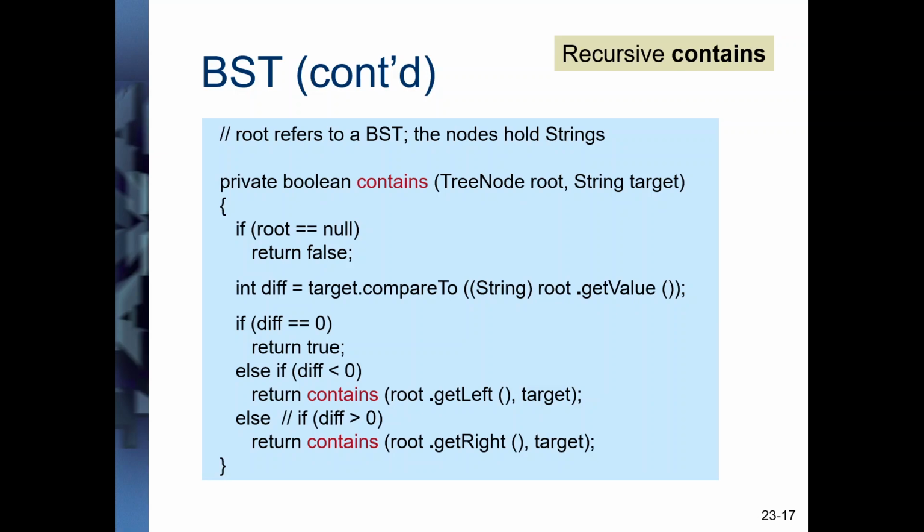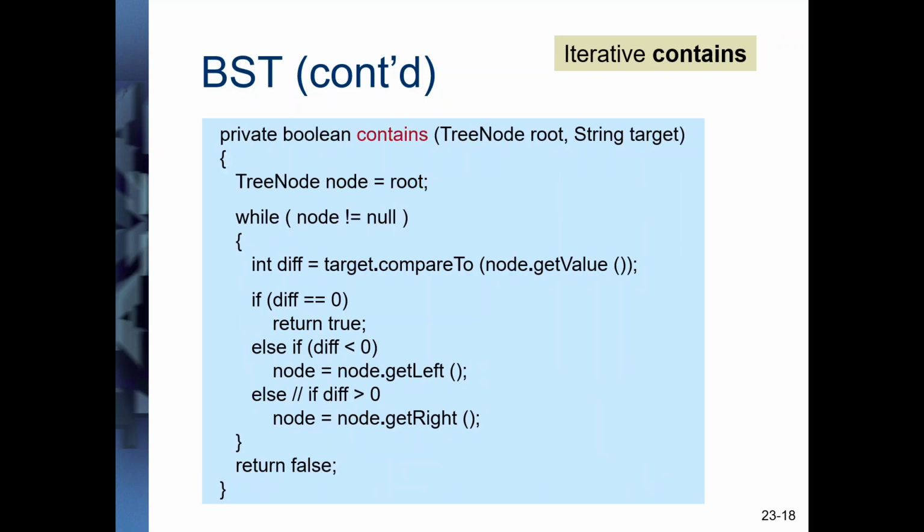Otherwise, you look to go left if you're looking for something that is less than, or you go right if you're looking for something that is greater than. And again, you'll eventually reach a leaf, and you go left or right, and it'll be null, and you'll find that it doesn't exist in your binary search tree. Or you're going to find the target when the difference is 0, and you're going to return true. So this is a recursive solution for contains.